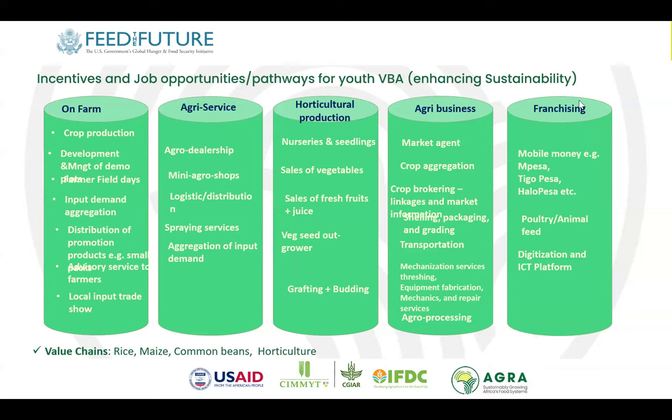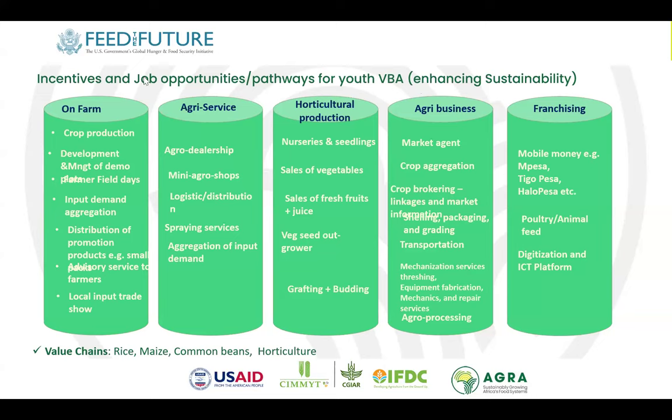Agro-shops are among the pool of avenues for the VBAs, and we see others in distribution. Spray service is a little bit that's coming up. This is the model that has been working in the cotton sector. For agriculture, we see some of the VBAs are highly respected in the farm community, so they're taking this as among the undertakings to ensure that they get some benefits. As I said, in terms of horticulture, we see nurseries, sale of vegetables, fresh fruits, grafting and budding. So these are some of the pathways which we envision can support VBAs to stay in the game, to support farmers, but also improve their lives.